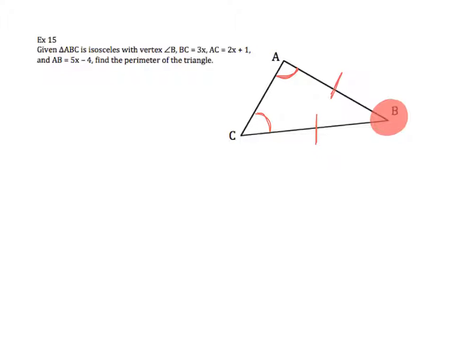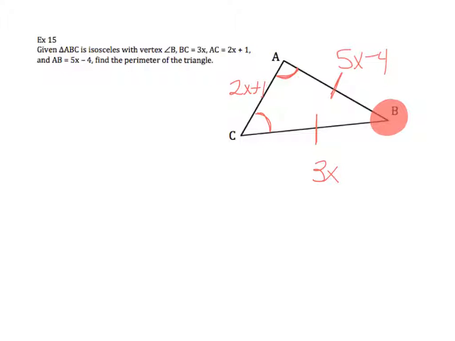All right, I've labeled everything. I've got BC, which is 3x. AC is 2x plus 1, and AB is 5x minus 4. It says find the perimeter of the triangle. Now, a lot of times kids will read this and just say, oh, I'm just going to add these up and say 3x plus 2x plus 1 plus 5x minus 4, and I'll be done. But you can even go further. You can find the value of x and then find the actual perimeter of the triangle.